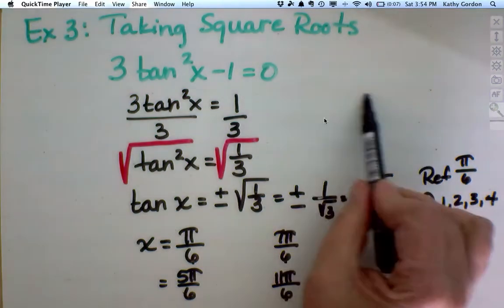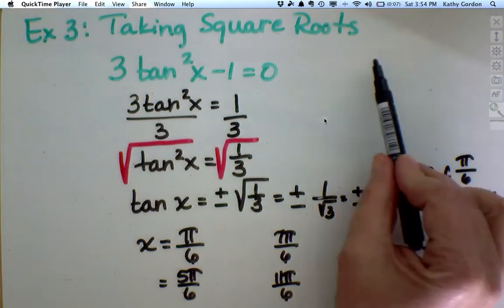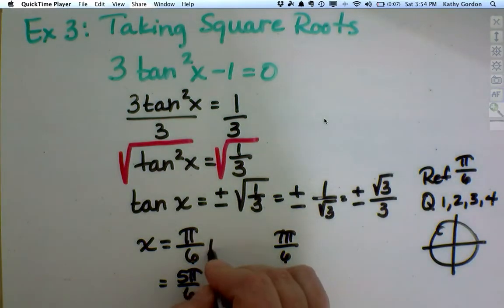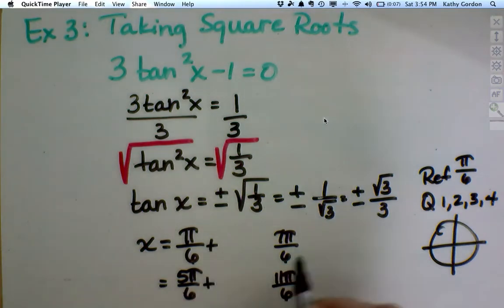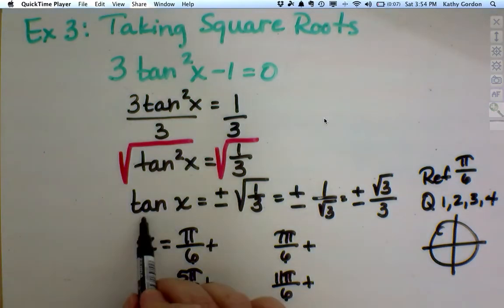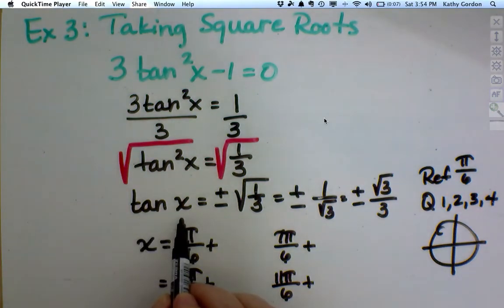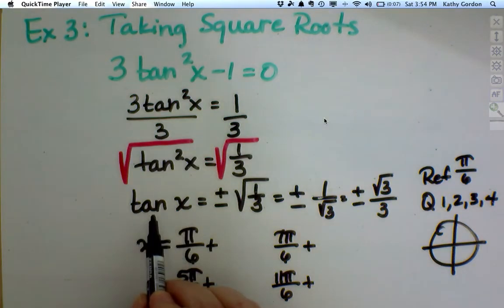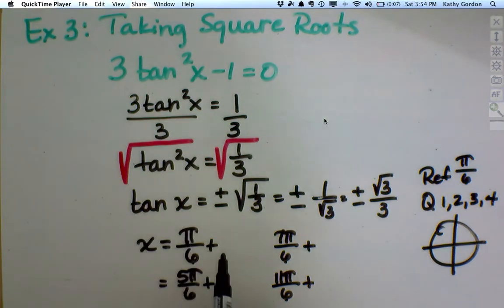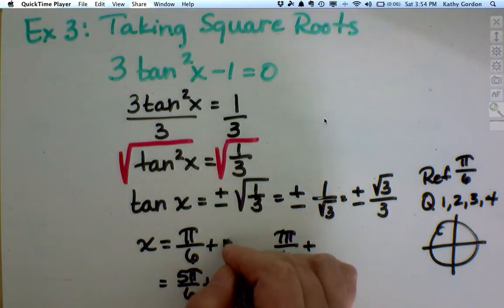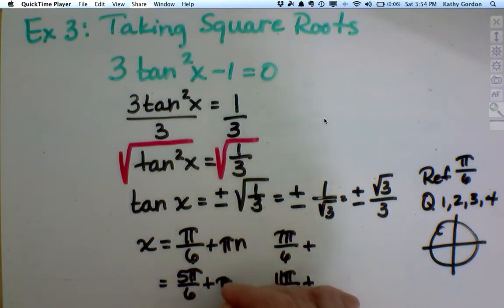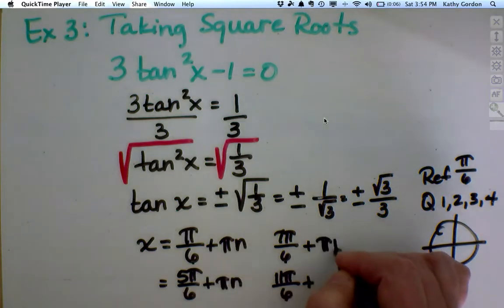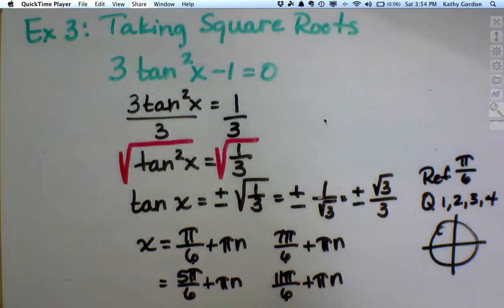And again, because there's no restriction about which values of x we're looking for, we need to add our multiplier. But in this case, since we're dealing with tangent, the period for tangent is only pi. So when we add on the multiplier, it's going to be a pi n rather than a 2 pi n, because the period for tangent is pi. Okay?